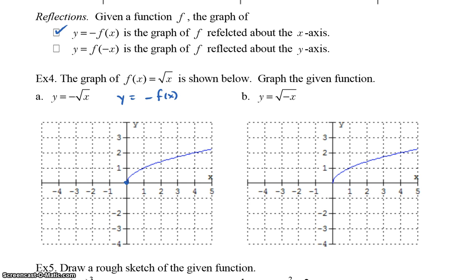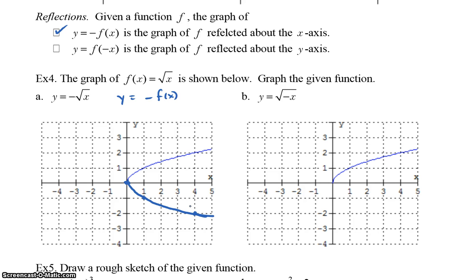The point at the origin will not move, but the point at 1, 1 will move to 1, negative 1. The point at 4, 2 will move to 4, negative 2. All the other points following suit. And what we get is a graph that looks like the original, but is sort of upside down, like so. So that's an x-axis reflection.